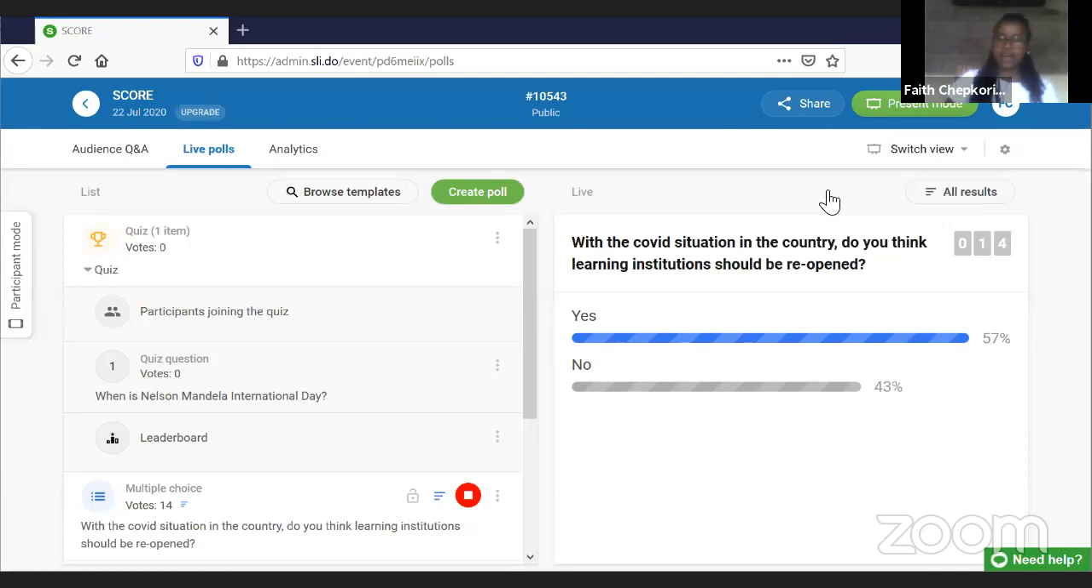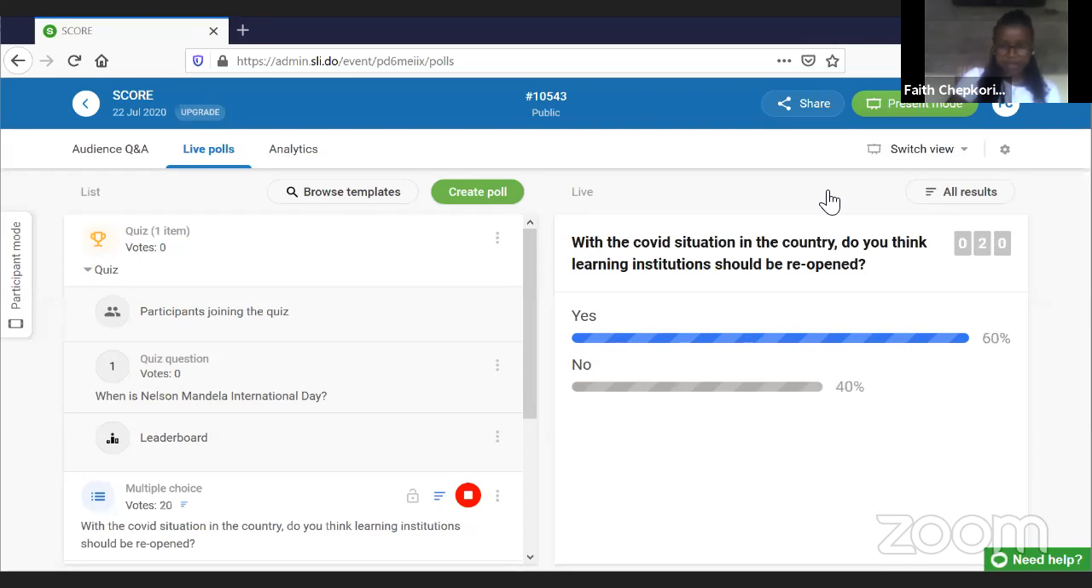And the first question is, do you think institutions should be open? With this COVID situation, do you think the learning institutions should be reopened? And I'm seeing a number of guys have voted. And yeah, 15 votes so far. And yes, 56%, no, 44%. Oh, interesting. Okay, so let me give one more minute and then we can move on to the next one, or 30 more seconds. 19 votes so far. Okay, let's move on to the second one.